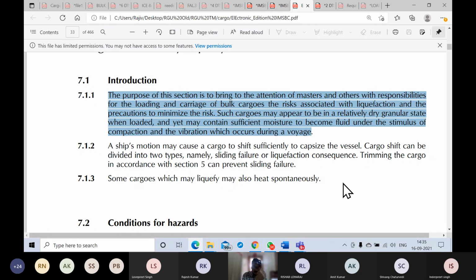It may have sufficient moisture content to develop the fluid state because of compaction. Compaction means convection and vibration. Compaction means the cargo is compressed due to motion of the vessel and the moisture content is oozed out of the cargo and it develops a free state, flow state.